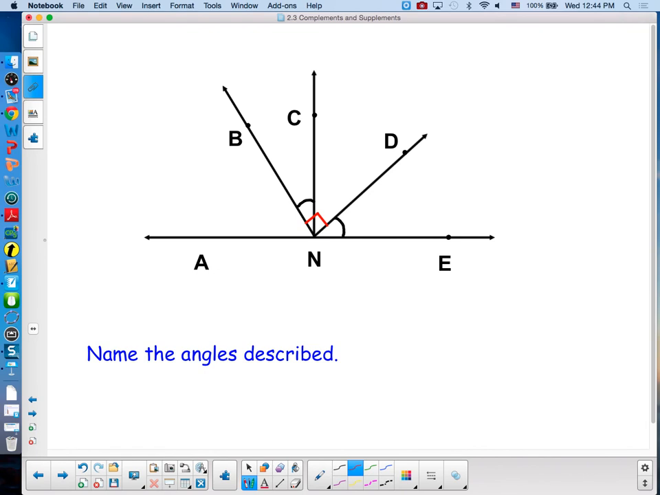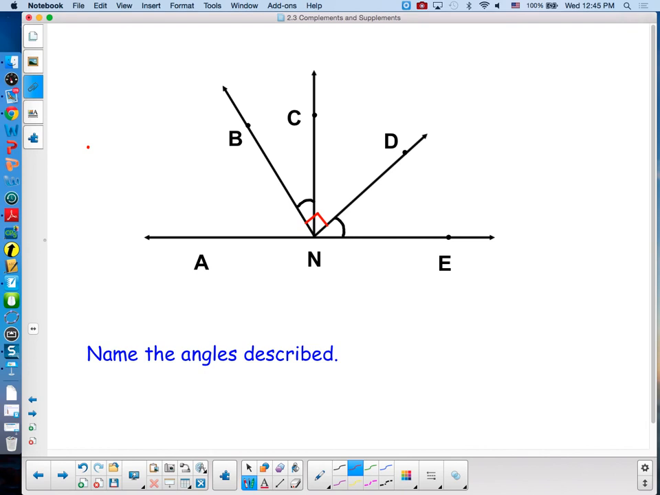Jay, what did you and your partner come up with? Couldn't find any supplementary? What do supplements look like in a picture? Remember this one back here? I guess I didn't really have to have those measures. Can you tell that together those 2 would make 180 because of the straight line? Okay, so look for that in this picture.